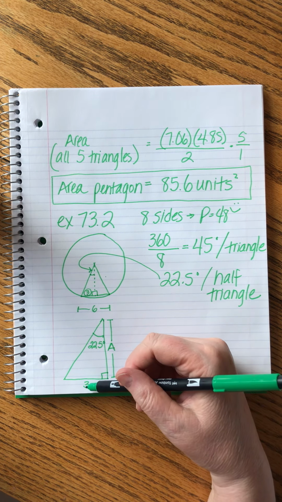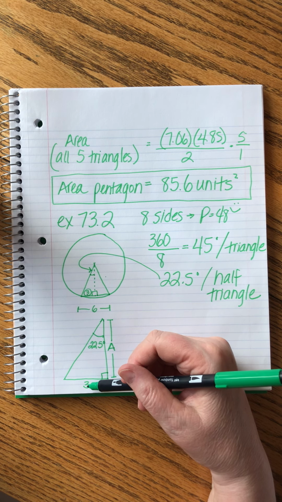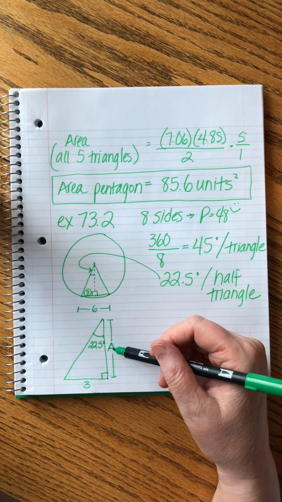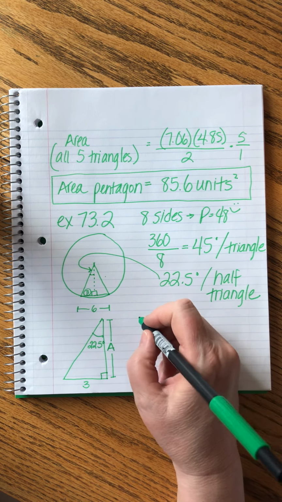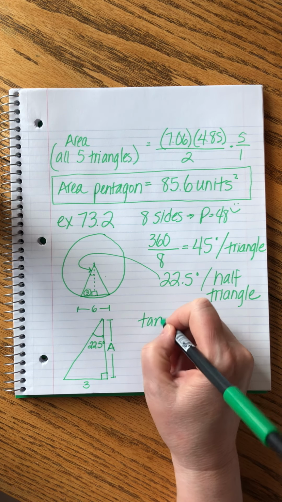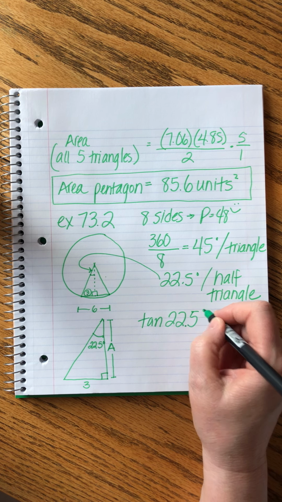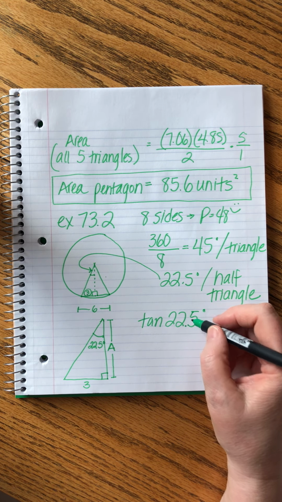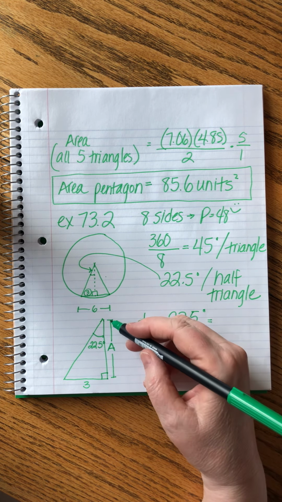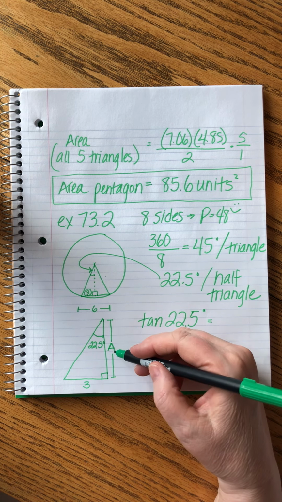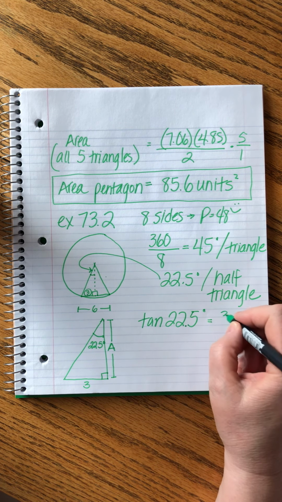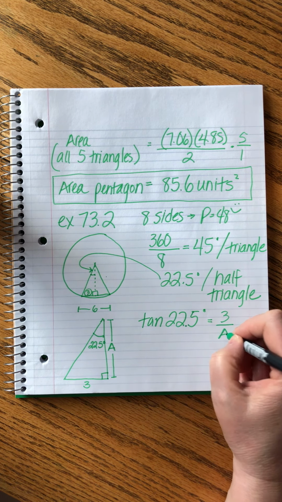Okay, we've got the opposite, and we want the adjacent, we have the angle. So that sounds like a case for tangent. The tangent of 22.5, not 225, 22.5 degrees equals the opposite over the adjacent, right? So it's 3 over A.